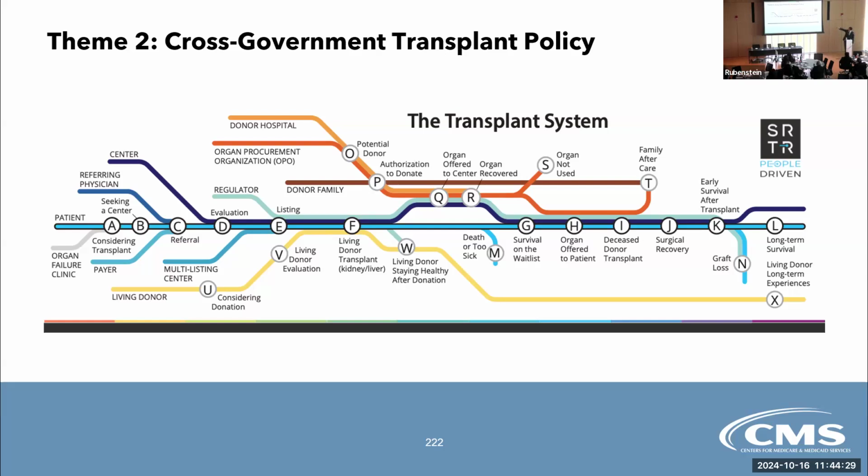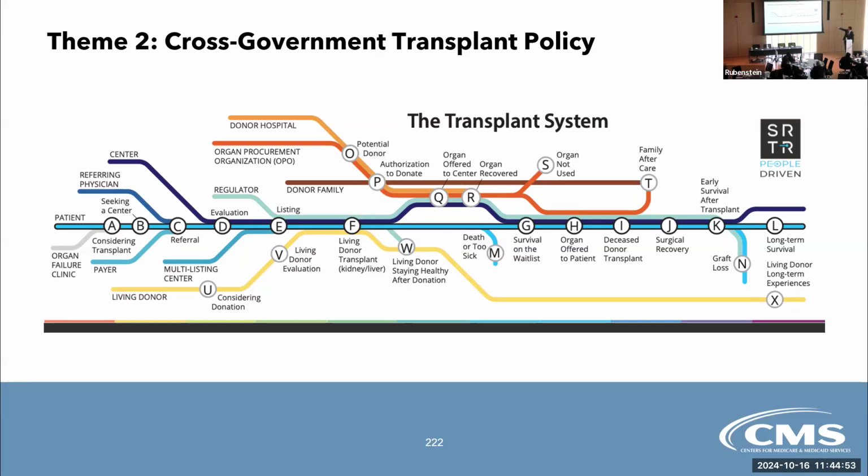Now, you can also see up top there the role of the OPOs and the donor hospitals. Donor hospitals just refers to a hospital where somebody dies and becomes a patient for organ donation. And the OPOs are the ones who have the regional monopoly to procure organs from all of the donor hospitals in that region for folks who die, and then offer them to the transplant center.